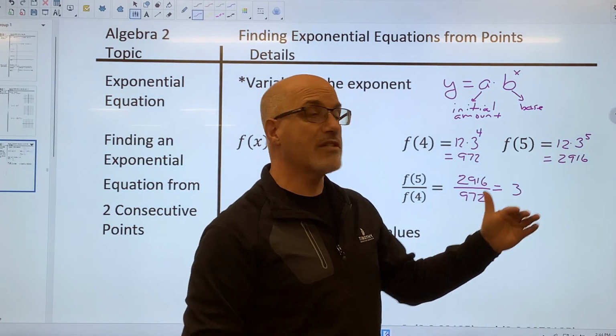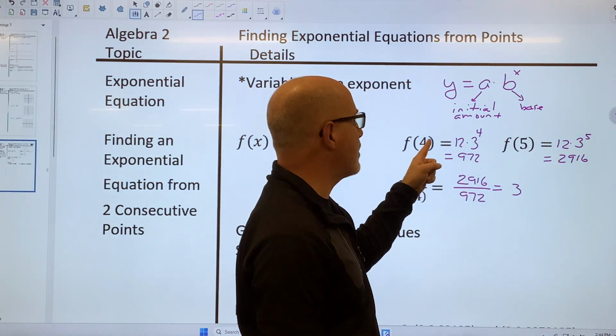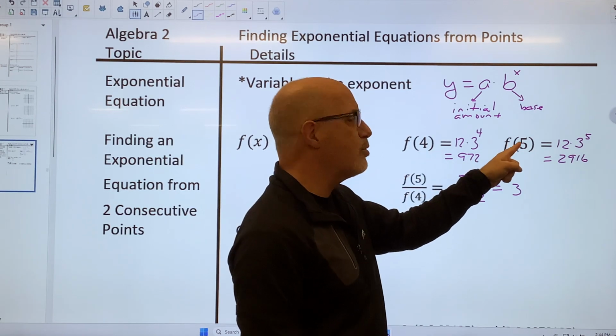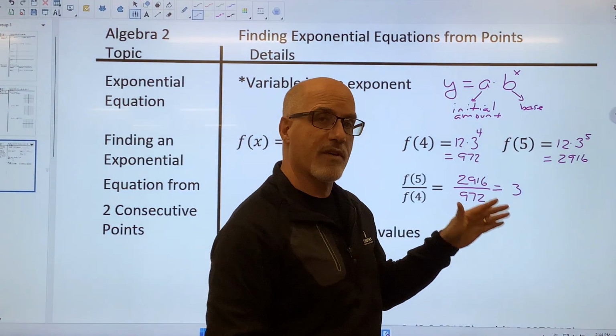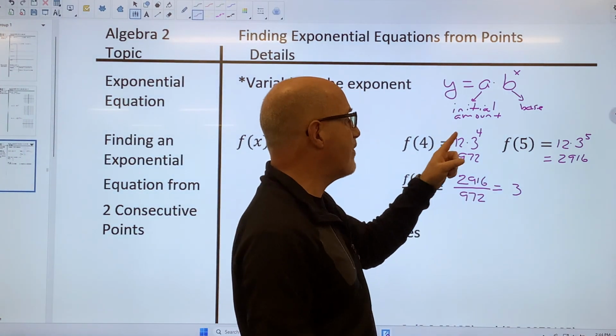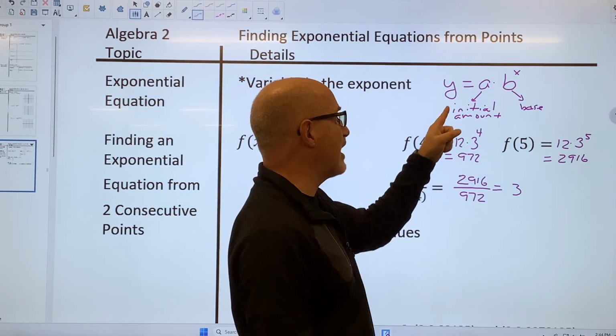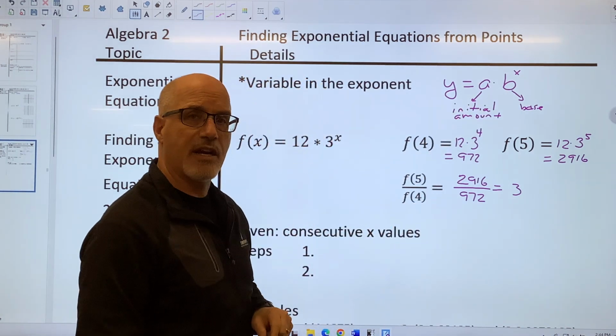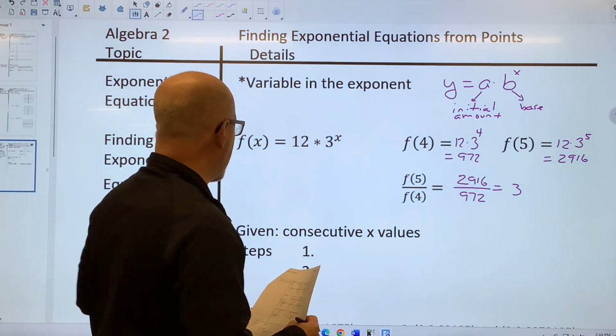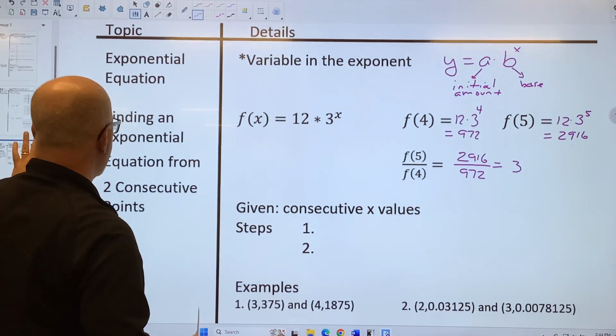Well, what this tells us is if we know the value of two consecutive y values of an exponential function, if we divide them, we get what the base is in the function. We get that number right there. So we're going to use that as part of our steps for finding the exponential equation.